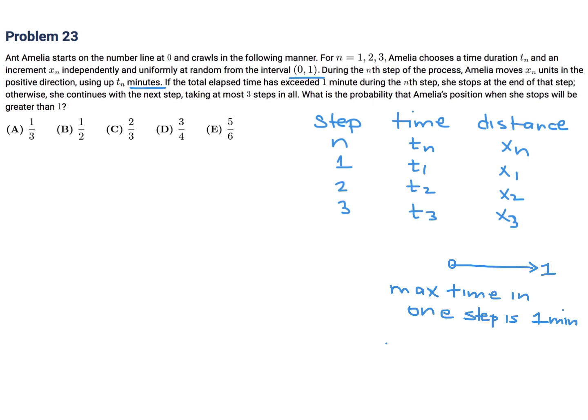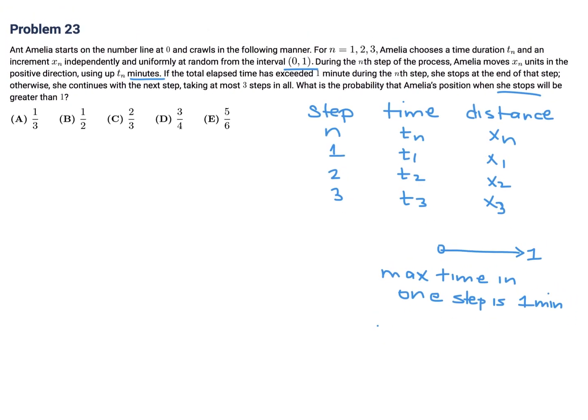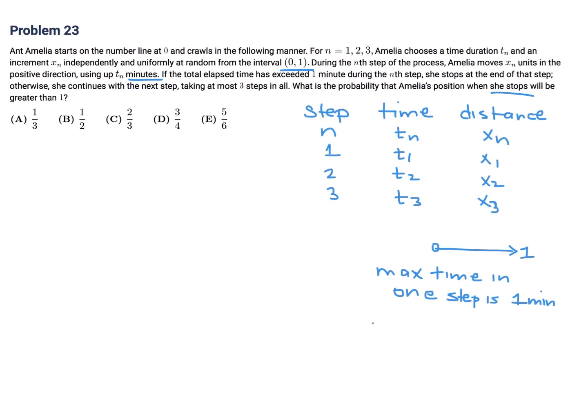And then she exceeds 1 minute, right? Because they're saying that she stops when her position will be greater than 1. Okay, what is the probability of Amelia's position when she stops will be greater than 1? Okay, I got it. So when she exceeds this 1 minute, that's when she stops. So since the maximum she can go is 1, she would have to take at least 2 steps.